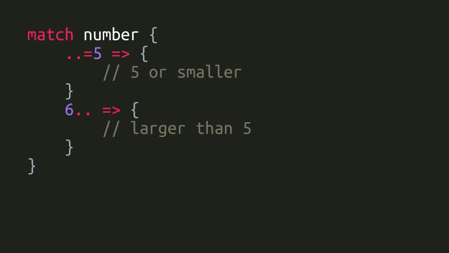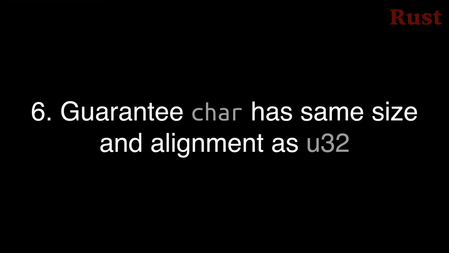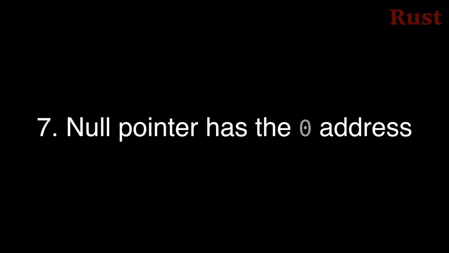And now, in Rust 1.75, we can. Number 6. It is now guaranteed that the char type has the same size and alignment as the u32 type on all platforms. I think this was already the case in practice, but now it's a documented guarantee. Number 7. It has now been documented that the raw pointer referred to as null in unsafe Rust APIs always has the address 0. Everyone already expected this, but now it's documented and guaranteed.